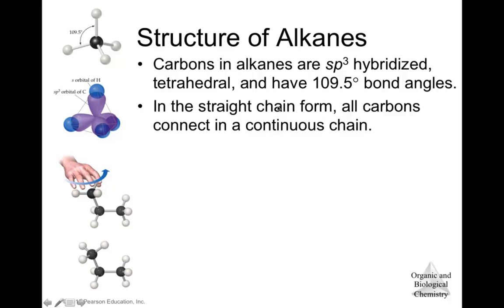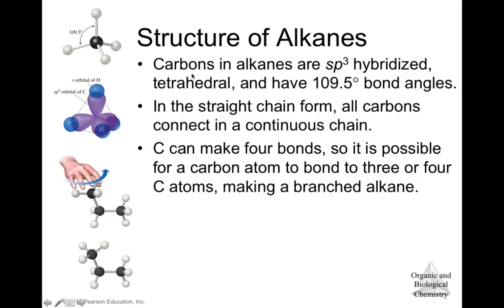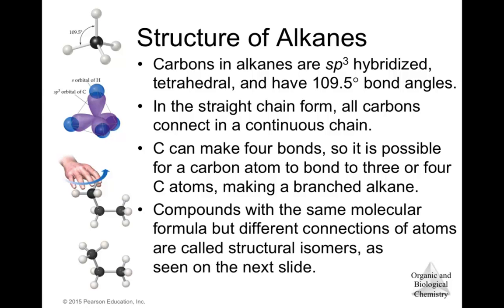In the straight chain form, all carbons connect in a continuous chain. Carbon can make four bonds, as I mentioned before. So it is possible for a carbon atom to bond to 3 or 4 carbon atoms, making a branched alkane. Compounds with the same molecular formula but different connection of atoms are called structural isomers, as seen on the next slides that we're going to see in a few seconds.